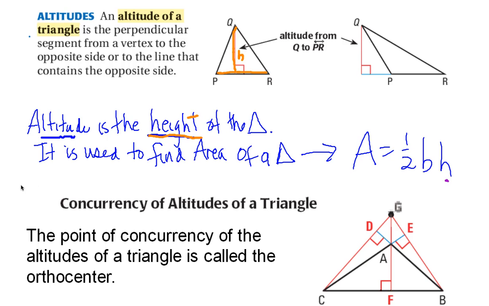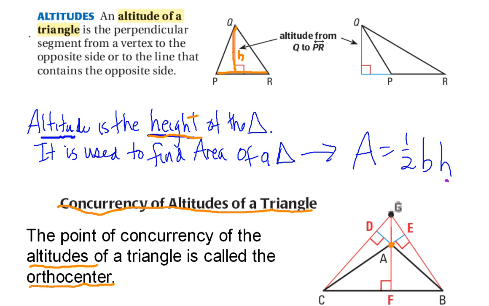Like all of our other segments in a triangle, we also find that altitudes can be concurrent. Concurrency means all the possible altitudes are drawn, all three in this case. Then the point where they meet is called the point of concurrency. The point of concurrency of the altitudes of a triangle is called the orthocenter. Okay? So point A is our orthocenter in this diagram.